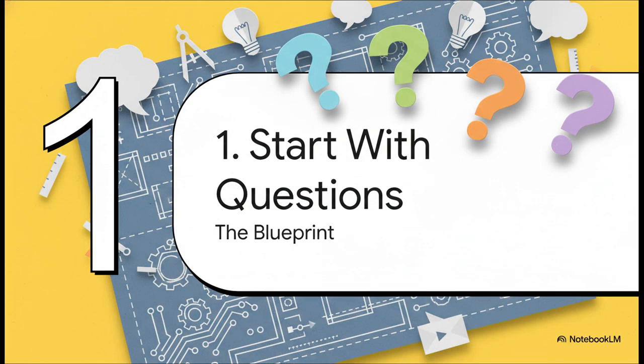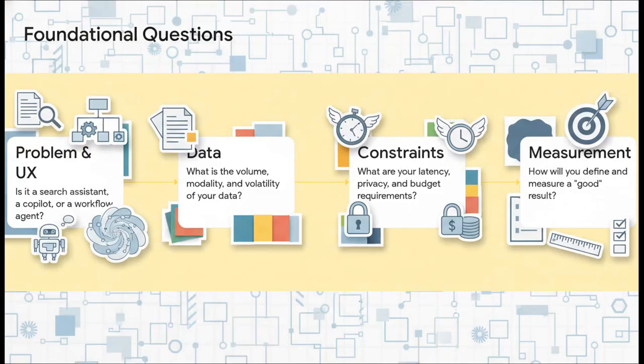So, before we write a single line of code, before we pick a single vendor, we need to architect our plan. And the way we do that is by focusing on 4 foundational questions that are going to guide every single decision we make from here on out. All right, let's really get into this.